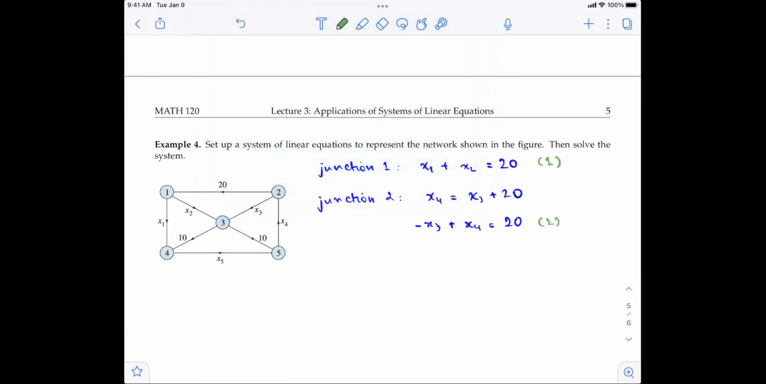All right. Now in junction 3, there are multiple branches going in and out of this junction. So x2 and x3 coming in, 10 and 10 going out. So coming in x2 plus x3 equal to 10 plus 10 equal to 20. So this is the third equation.